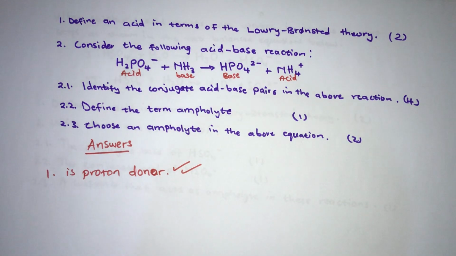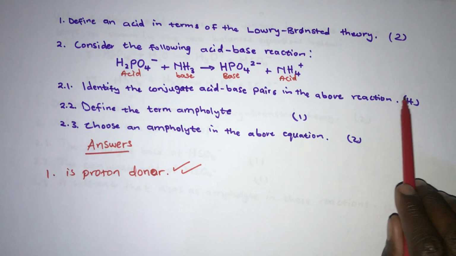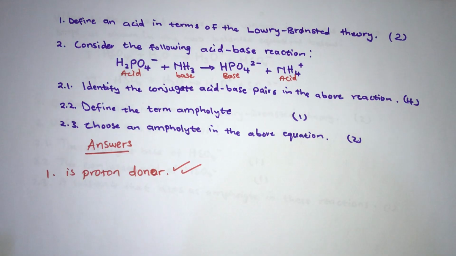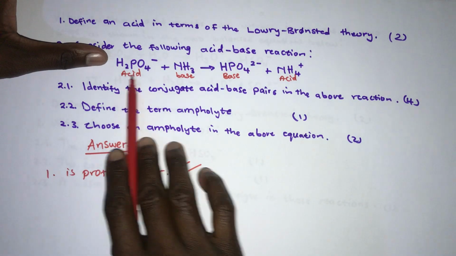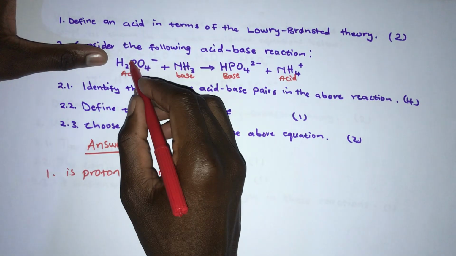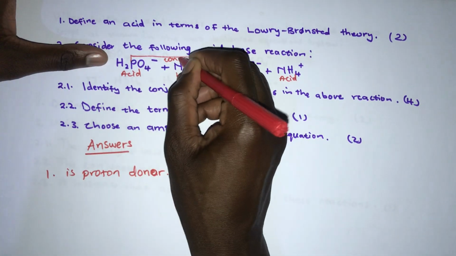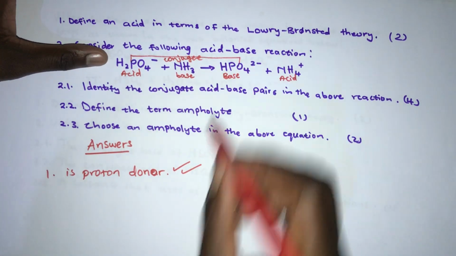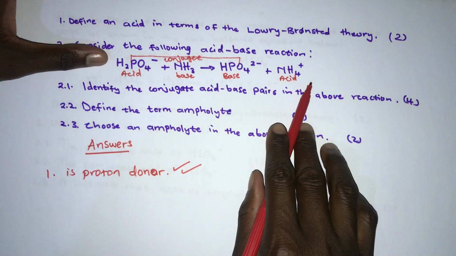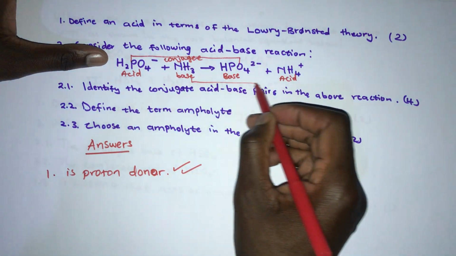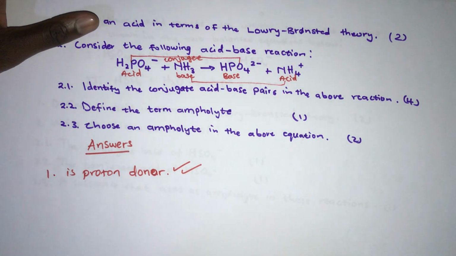So 2.1, identify the conjugate acid-base pairs in the above reaction. So it's 4 marks. So we just identify the acid-base pairs in the reaction above. So now this one was an acid, it became a base. It means that this one is a conjugate pair of this one. So just do this, a conjugate pair of this one. So this one was a base, it became an acid. So this one is a conjugate pair of that one.